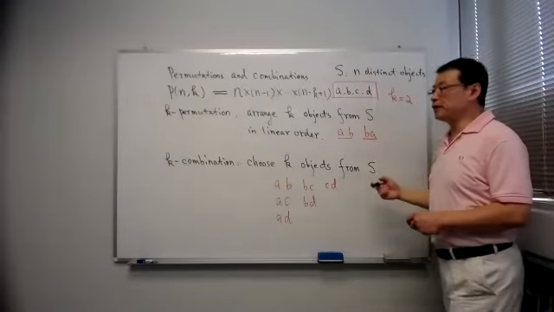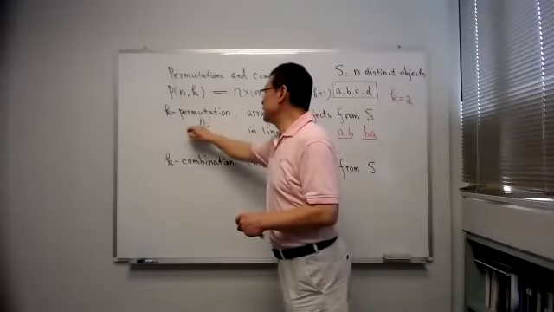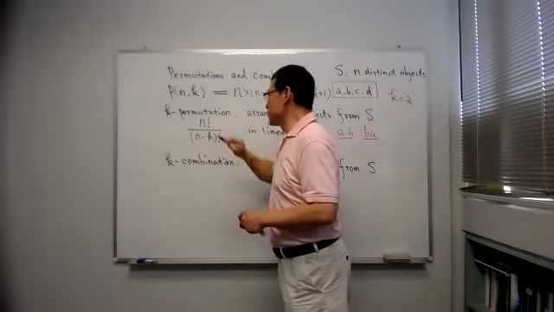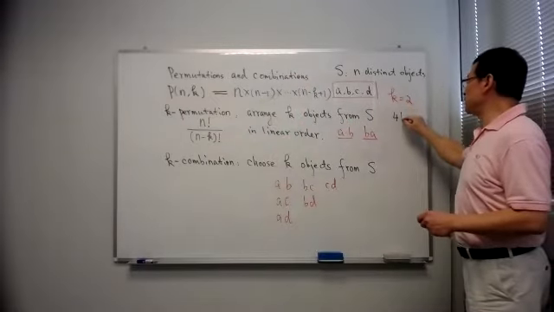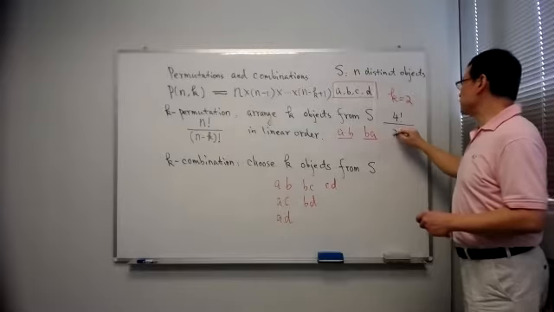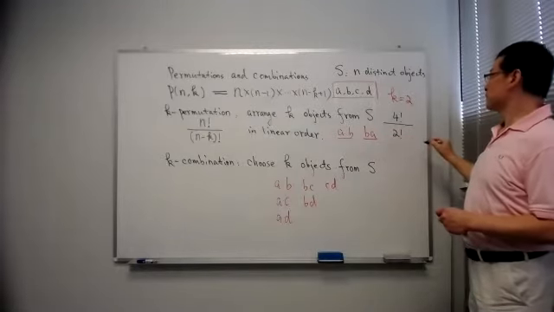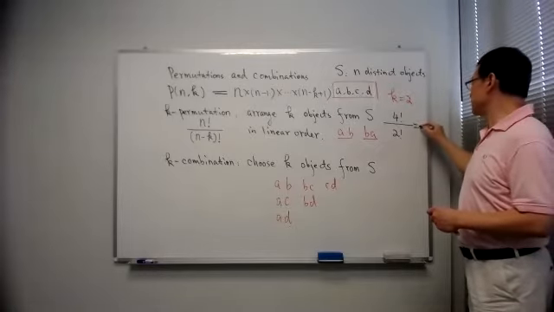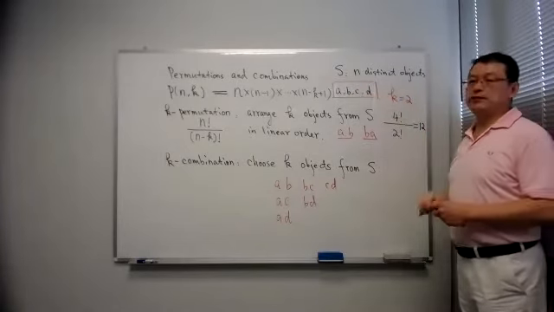Using the factorial notation, that can be written as n factorial divided by n minus k factorial. So in this case, n equals 4, so 4 factorial divided by 2 factorial. That will give us 12 different permutations with 2 elements from these 4 elements.